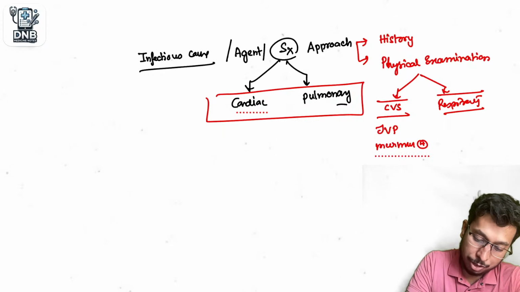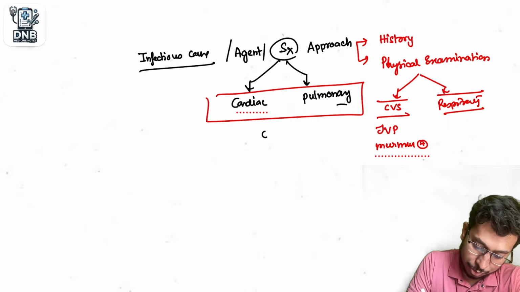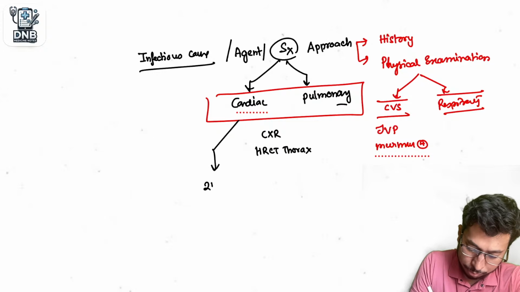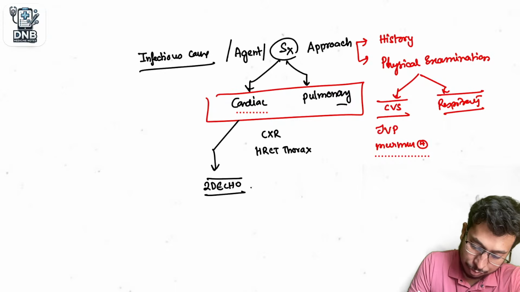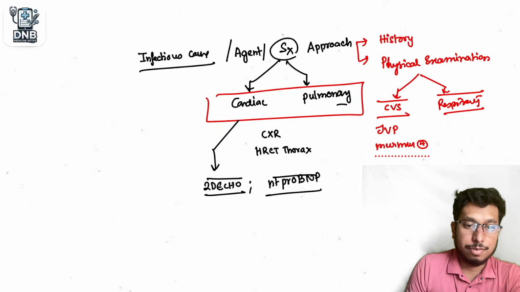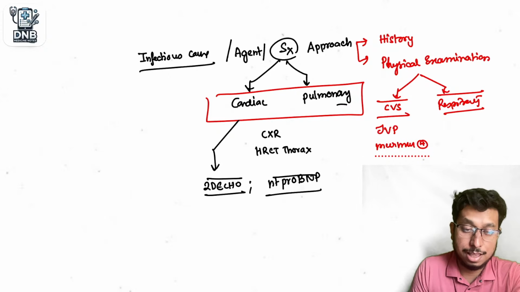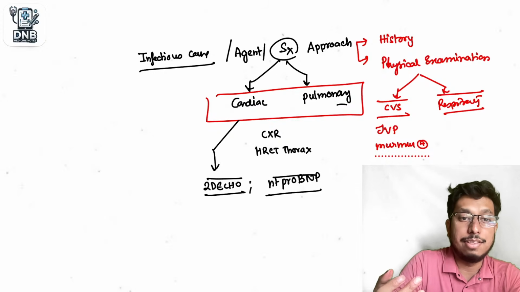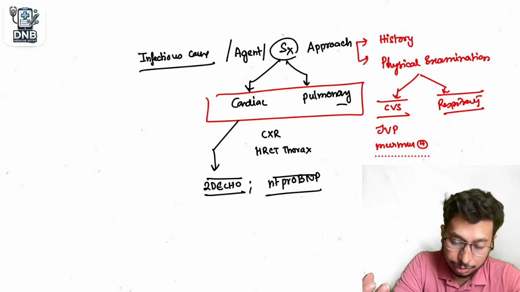Okay. Now how do you investigate? Investigate first with chest X-ray, if required, HRCT thorax. For cardiac imaging, you can go for 2D echo. For specific causes, you can obviously go for NT-proBNP. Okay. Now, how do you manage specifically? If you know something, it is good, but otherwise, write in general management. In general management of these cases.